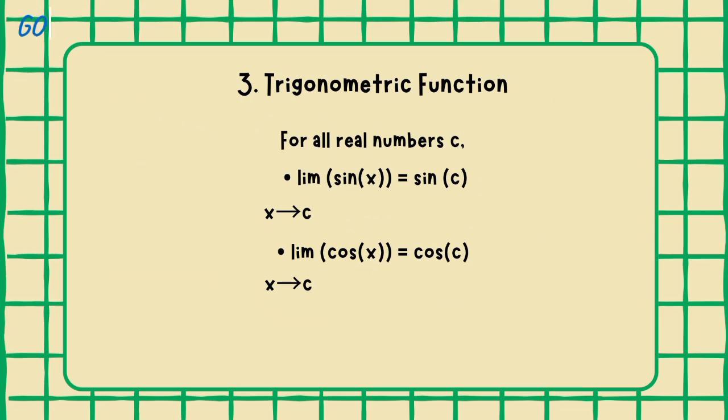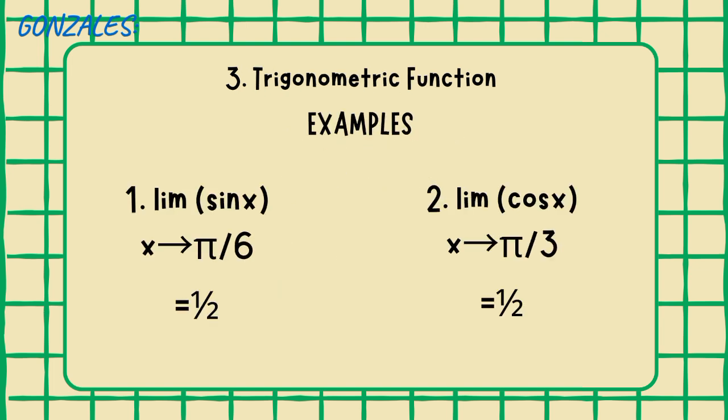Number 3. Trigonometric function. For all real numbers c, the limit of sine of x as x approaches c is equal to sine of c. The limit of cosine of x as x approaches c is equal to cosine of c. Two examples of trigonometric function. First, the limit of sine of x as x approaches pi over 6 is equal to 1 over 2. And the second example is the limit of cosine of x as x approaches pi over 3 is equal to 1 over 2.